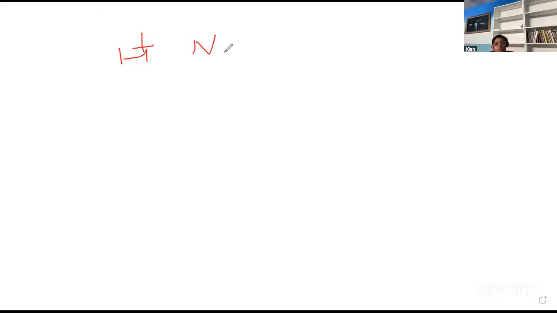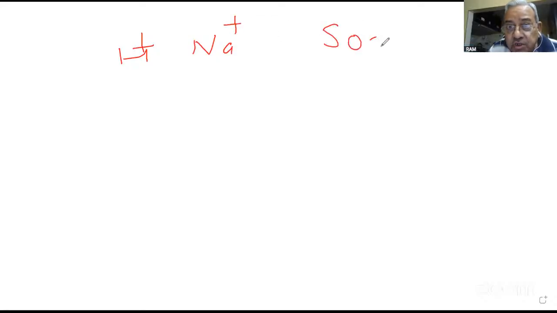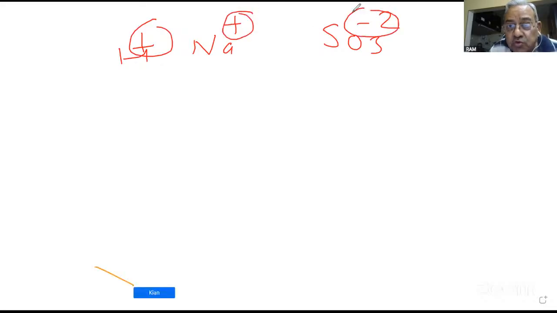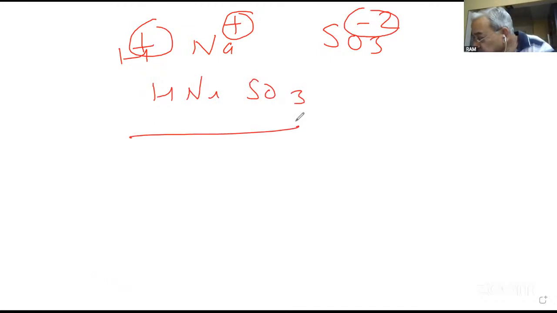Okay. So sodium hydrogen sulfate: sodium is Na, hydrogen H, sulfate is SO3. So Na plus and H plus, and SO3 is minus. This is H plus, then Na plus, then SO3 -2. So these 1 plus these -2, this will become neutral. So this becomes HNaSO3, right? That is sodium hydrogen sulfate, right?